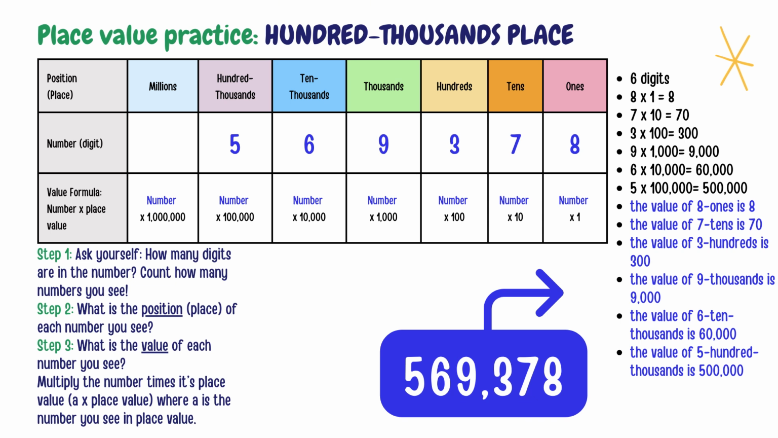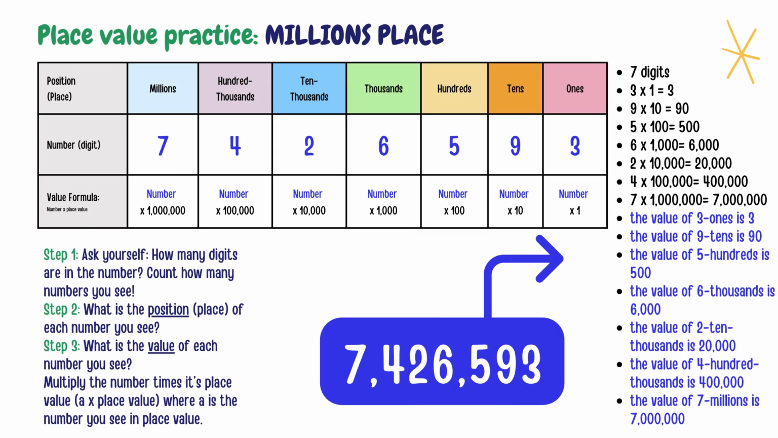So the value of 8 ones is 8, the value of 7 tens is 70, the value of 3 hundreds is 300, the value of 9 thousands is 9,000, the value of 6 10,000s is 60,000, the value of 5 100,000s is 500,000. So now we are in the millions place.